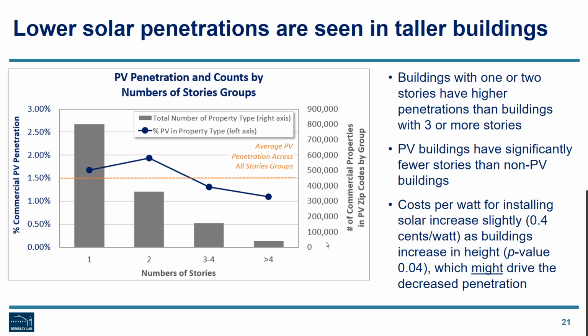Not surprisingly, we see cost per watt for installing these systems slightly higher than for buildings that are lower in elevation or numbers of stories. So this might be a driver for decreased penetration for those. Potentially also, we wondered if taller buildings are in fact around other taller buildings which produce more shade and might decrease output and a return on investment. Regardless, clearly we do see a relationship here between the penetration and the number of stories.